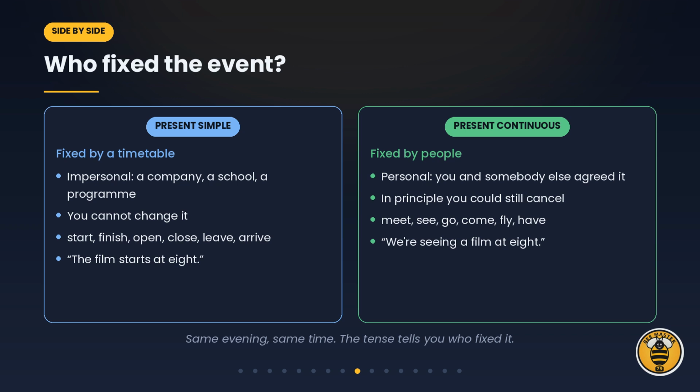Listen to this pair. The film starts at 8. We're seeing a film at 8. Same evening, same time, 2 different tenses. The first one is the cinema's program. The second one is our arrangement. Very often both appear in the same conversation, and that is completely normal.